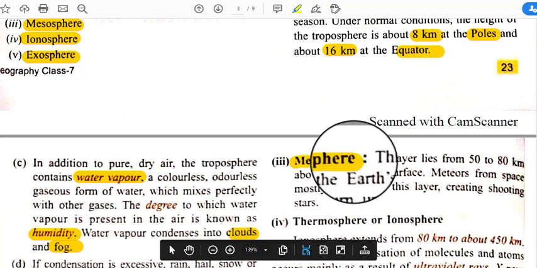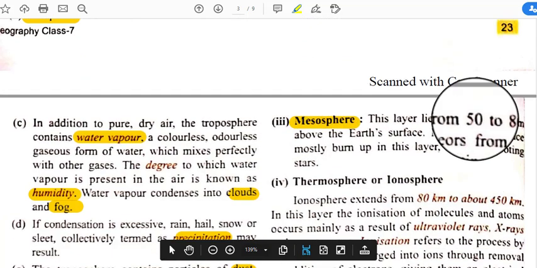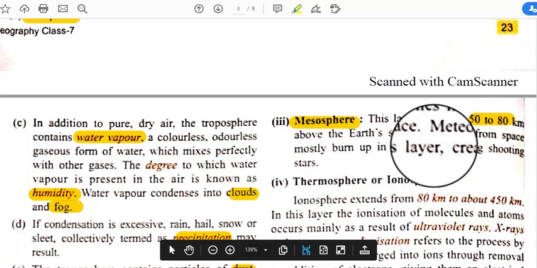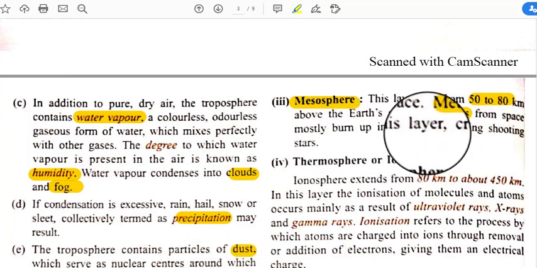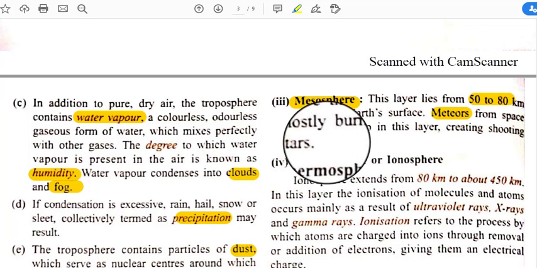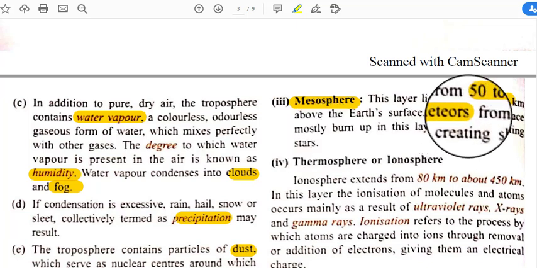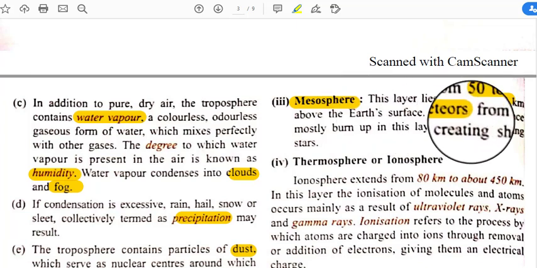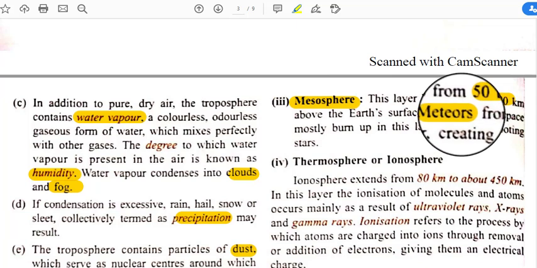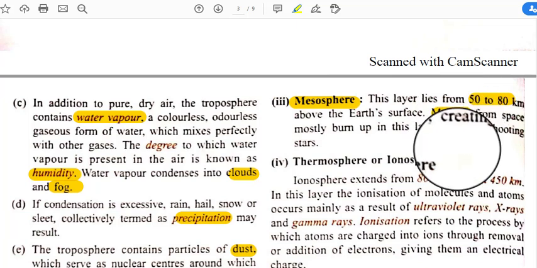Next is Mesosphere. This layer lies from 50 to 80 kilometer above the earth's surface, and meteors from space mostly burn up in this layer, creating shooting stars. So, meteors that come toward the earth's surface are actually destroyed in this mesosphere, and they cannot do any kind of harmful activity on the earth's surface.